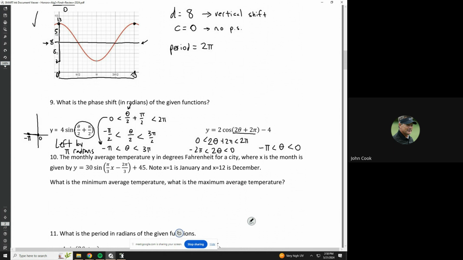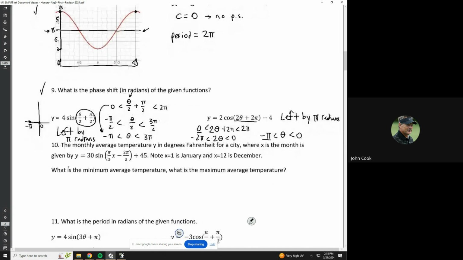Okay, so that means that, again, it looks like it has gone from 0 over to negative pi. So that means it's another shift to the left by pi radians. There we go. So that's all you have to do for number 9.